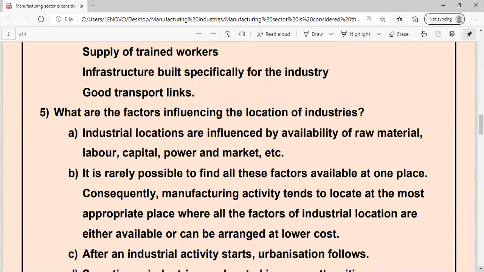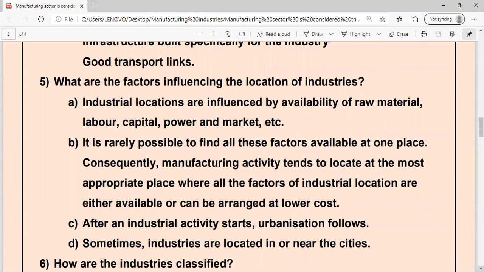Now, what are the factors influencing the location of industries? When you are setting up an industry, what all factors are you looking at? You will look whether you are getting raw material, whether you have sufficient labor, whether you are able to generate capital, power, electricity, market, etc. Without sufficient or favorable factors, you cannot set up an industry. And it is not possible that we get all these factors at one place. At least some of these factors should be there, and these factors should be available at lower cost. Then only you can have an industry. Okay, so that is the thing. So what are the factors influencing the location of an industry?